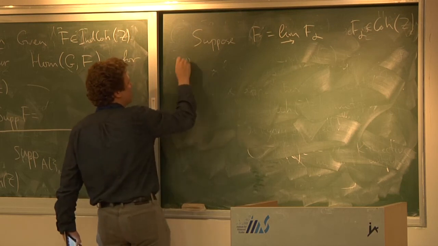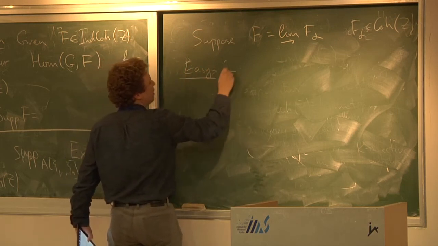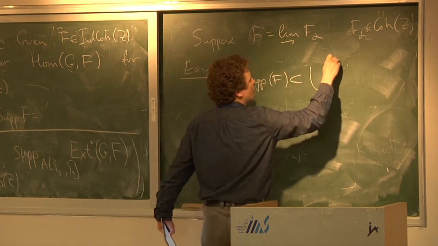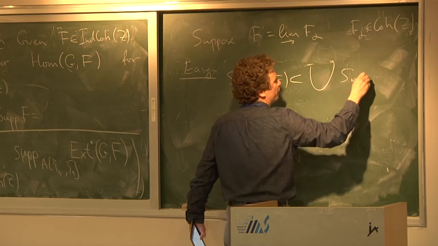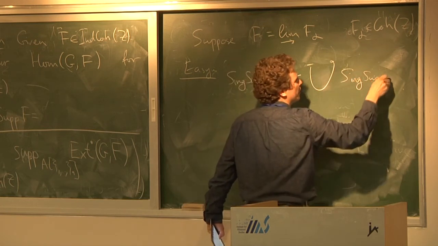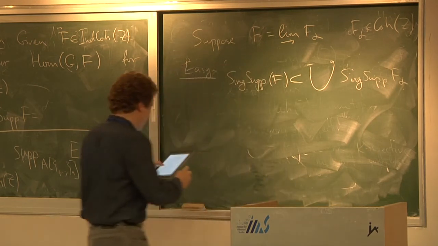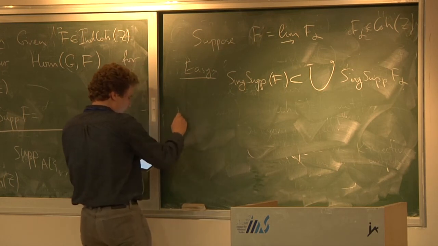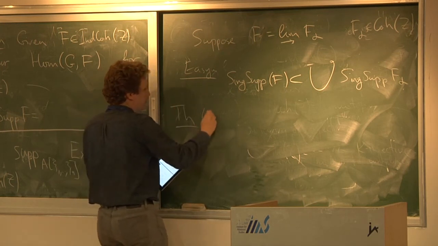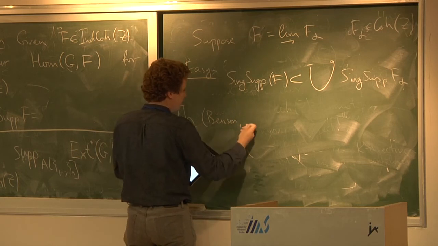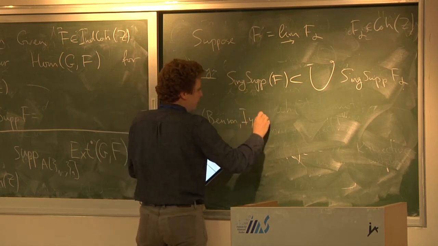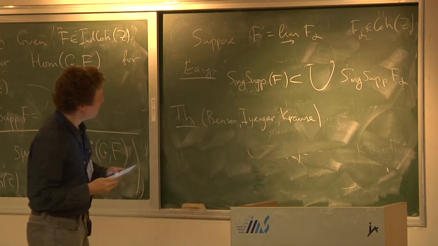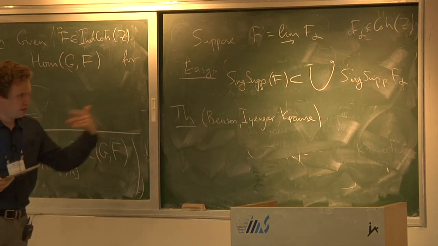Then easy is that the singular support of f is in the union of the singular supports of these terms. And a non-trivial theorem, which in this case is actually also a special case of a theorem of Benson and Krause, is that, in fact, if you choose f alpha wisely, you can ensure equality.